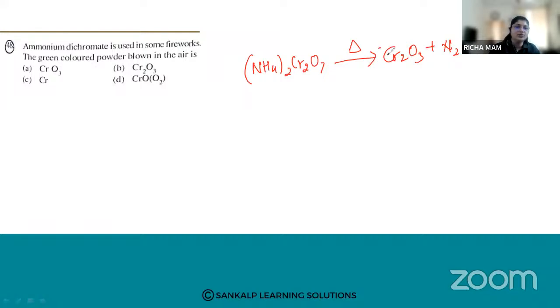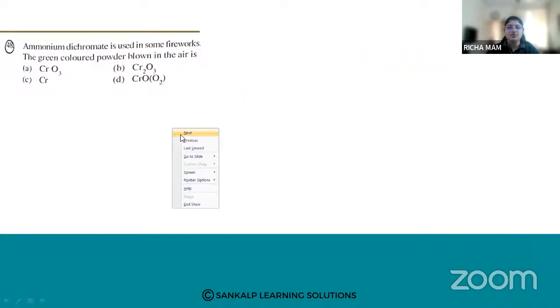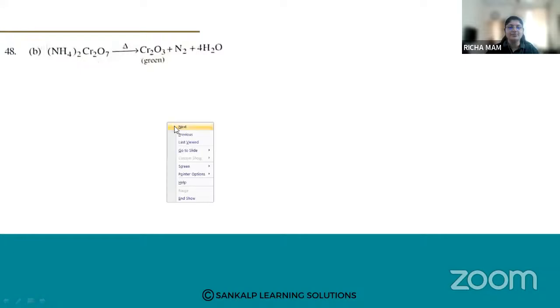When it is used in fireworks, it gives you a green color. The green color is due to this Cr2O3. So it is option number B. Yes, Aishu, your answer is correct. It is option number B. Okay, let us move to the next one.